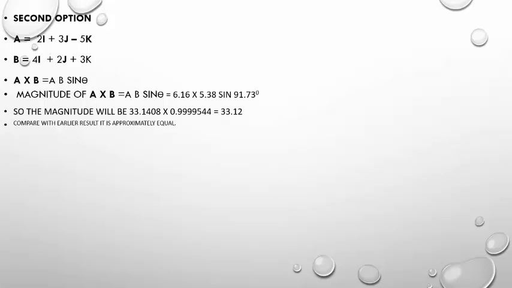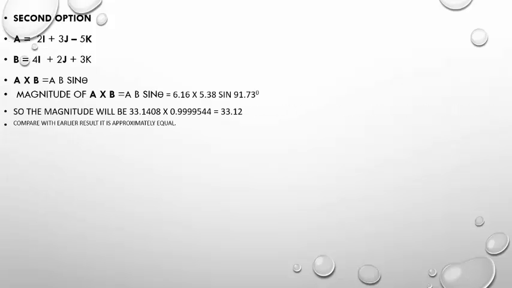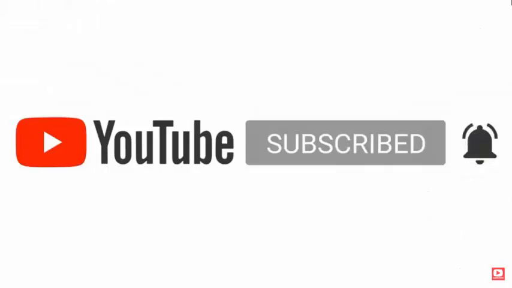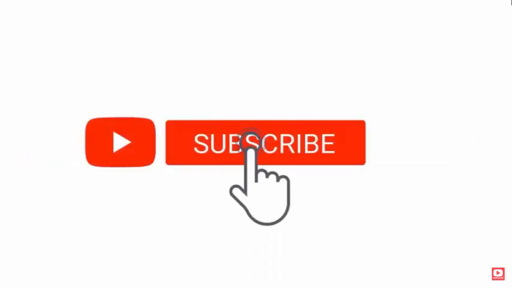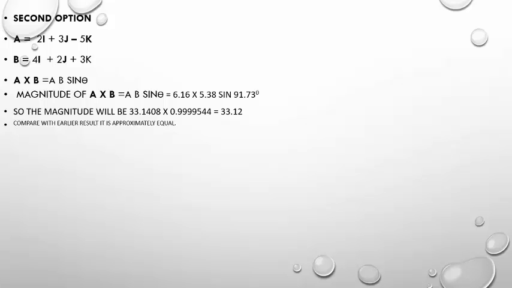Then sine theta. We have been able to find this theta from A dot B. Then if we evaluate this, we will see that our answer is 33.18, which is approximately equal to what we have as 33.18. If there's no approximation in the calculation, it will be exactly the same.